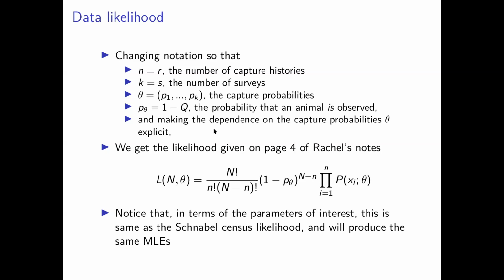So all we're doing here is changing notation, and this expression is now derived from the probability of the capture histories rather than the Schnabel census, which is the counts of the capture histories. So you can see that in terms of the parameters of interest, that is our population size and capture probabilities, this is actually just the same as the Schnabel census likelihood, and it'll produce the same MLEs. It's just a different way of writing the same likelihood.